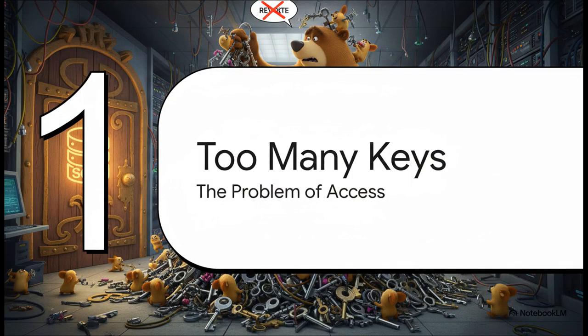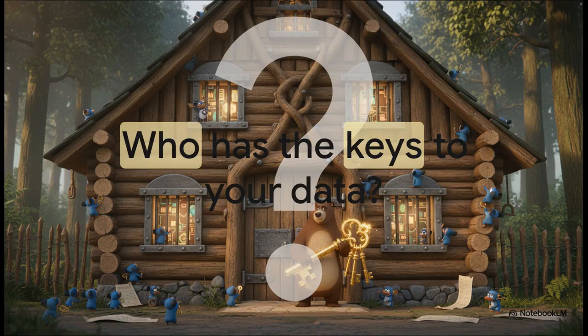So, to really get why revoke is so important, we first have to understand the problem it's built to solve. And that problem is having way too many keys floating around. I want you to imagine your database as a super secure building, filled with rooms of valuable information. Now ask yourself this really simple but really critical question. Who actually has the keys to this building?